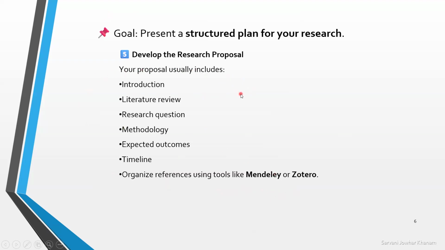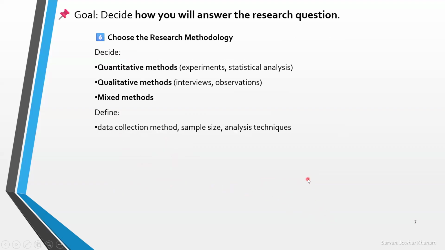You just need to develop the research proposal, which includes the introduction, literature review, research question, methodology, expected outcome, and timeline. Here you can also use Mendeley or EndNote referencing tools to organize the references. Decide how you will answer the research questions and choose the research methodology. It might be a quantitative method, a qualitative method, or a mixed method.